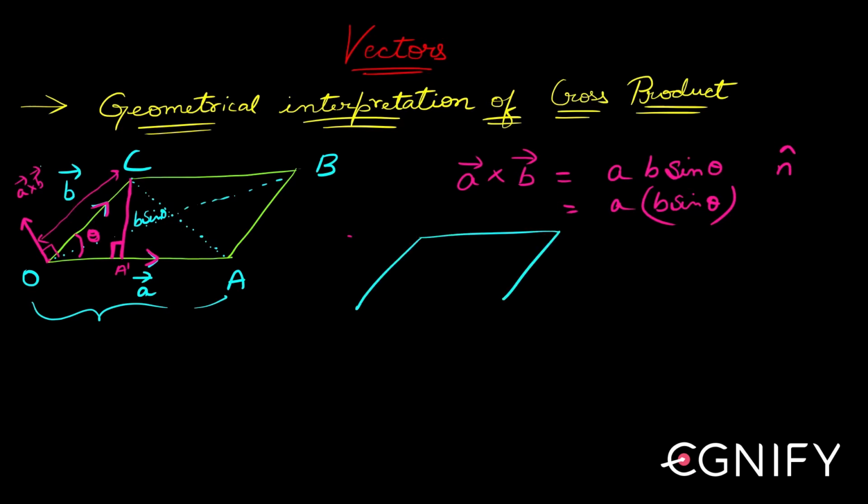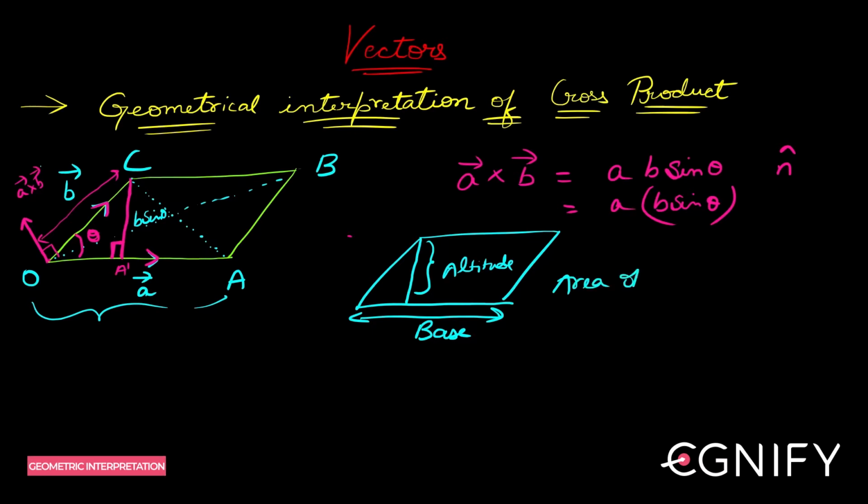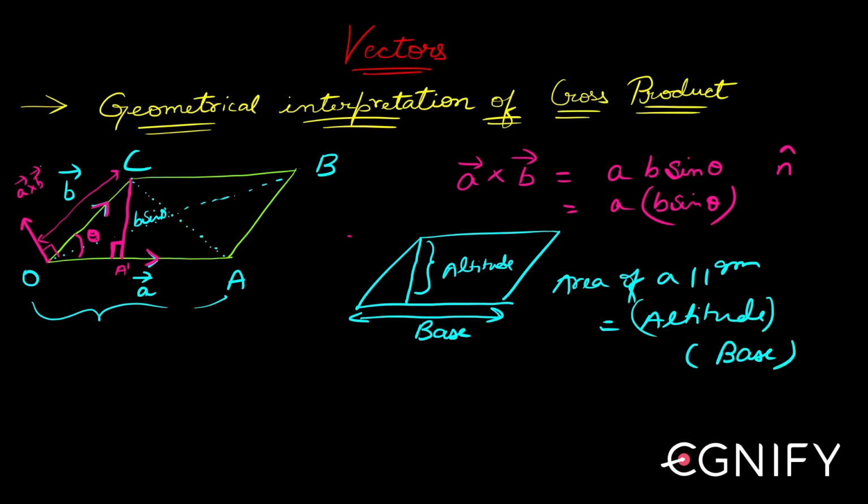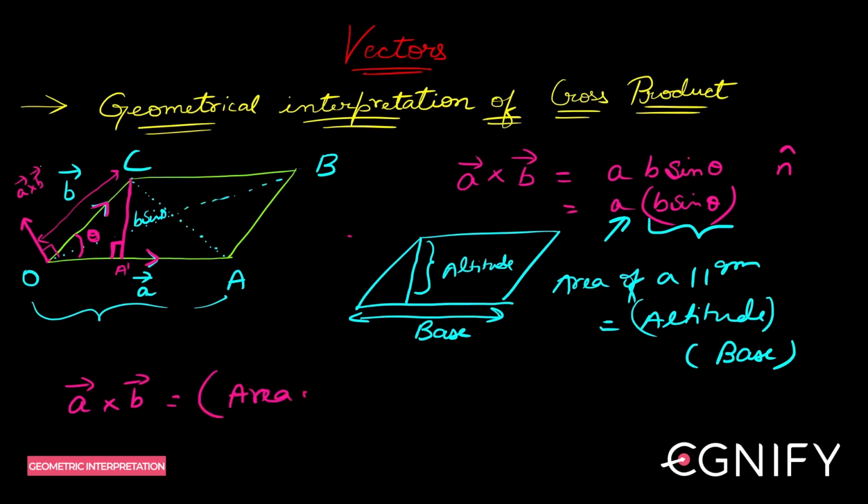So in a parallelogram, what I am doing is, this is the altitude, this is the base. So we already know that area of a parallelogram, this is from your 10th class, area of a parallelogram is altitude times base. And what are we doing here? We are doing the same thing. This A is your base and this B sine theta is your altitude. So what is A cross B actually giving me? A cross B is giving me area of the parallelogram.